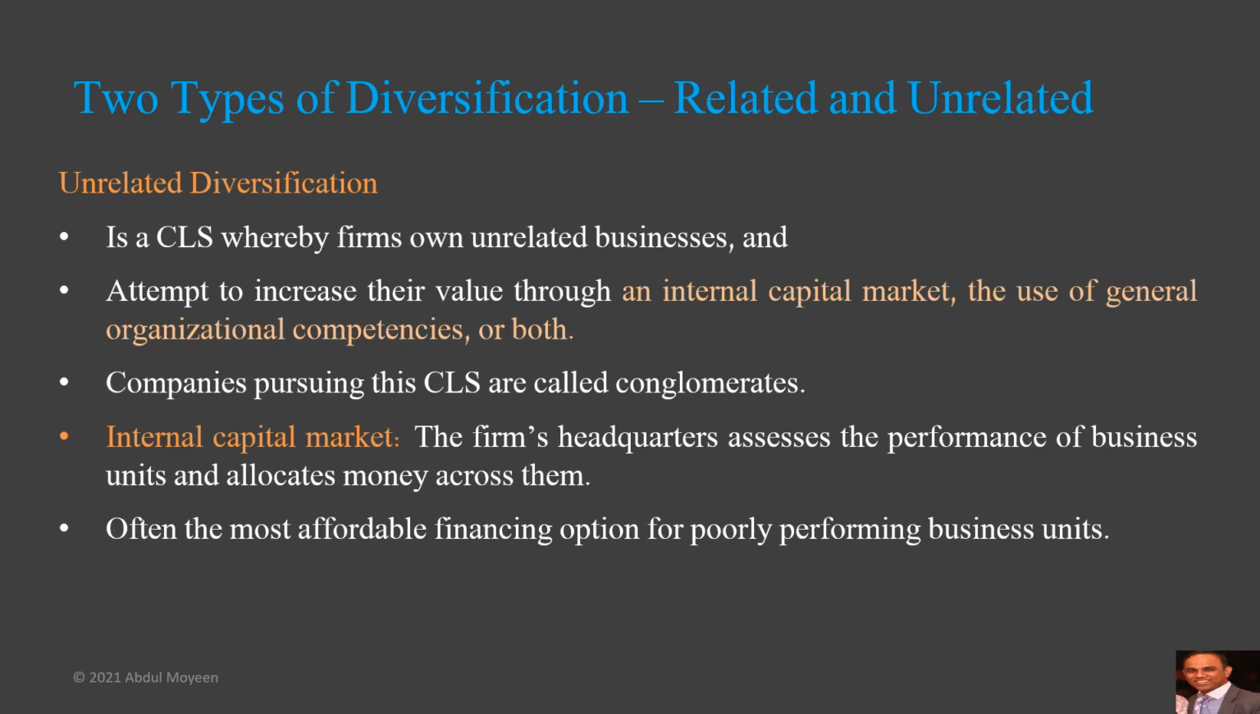Unrelated diversification is a corporate level strategy whereby firms own unrelated businesses and attempt to increase their value through either an internal capital market or the use of general organizational competencies, or both. Companies pursuing these strategies are often called conglomerates, that is, business organizations that operate in many diverse industries.